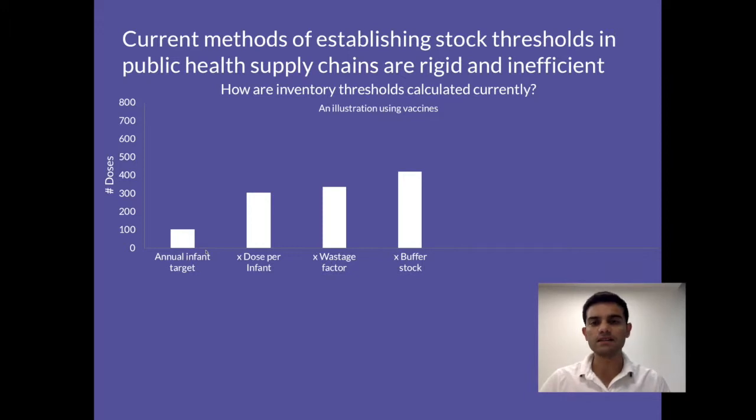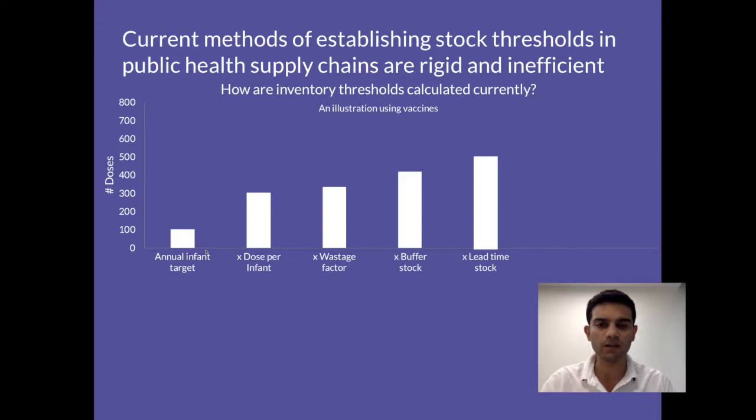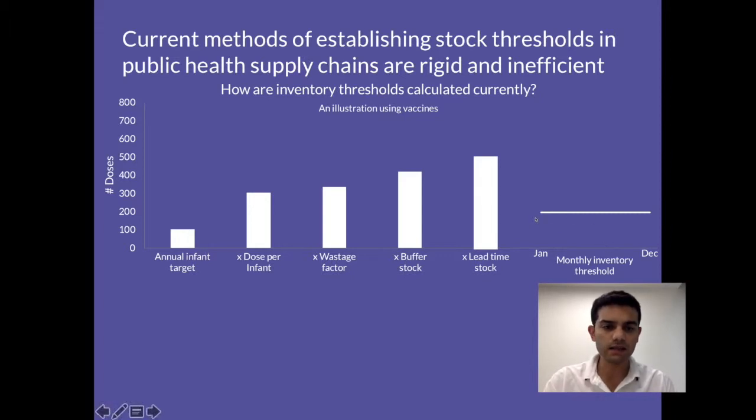On top of that, there's some amount of buffer stock which is added. Again, there's a fixed multiplier for buffer stock. This is essentially to protect against variability in consumption so that there are no stockouts. On top of that, there is a lead time stock buffer which is again added. This is to ensure the stock is available between the time that an order is placed and the time that the order actually arrives. Now this is the annual number that they have, and they divide this number by 12 and they get the monthly number, and it's assumed that consumption looks like this, that it's a straight line.